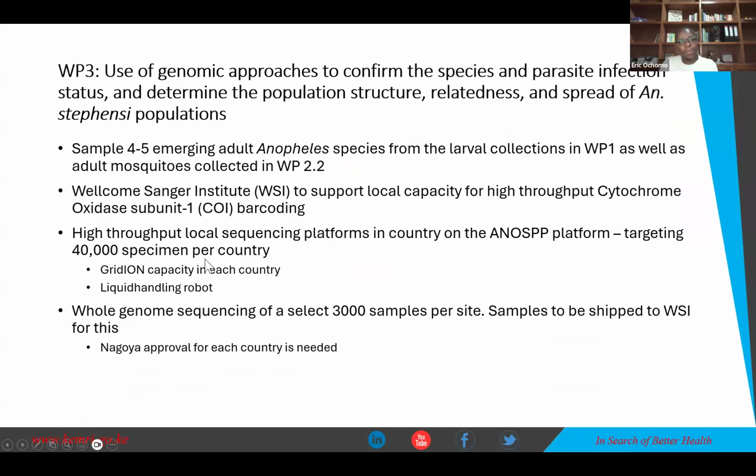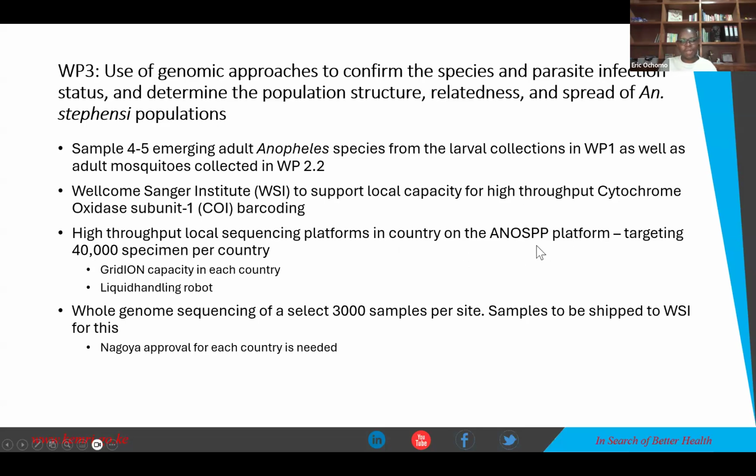Work package 3 will be using genomic approaches to try and understand, of course, migration, relatedness, and also the infection status of Anopheles stephensi. To do this, we're working with Mara Lozenkak's group at Wellcome Sanger Institute, who are going to help build local capacity for cytochrome oxidase subunit 1 barcoding.